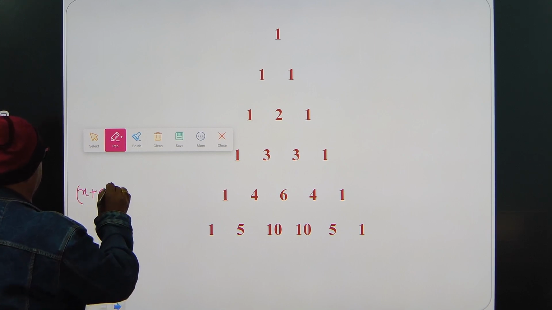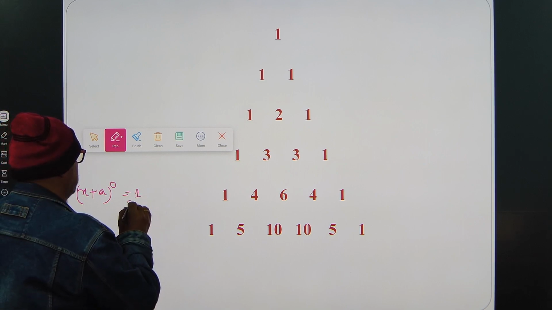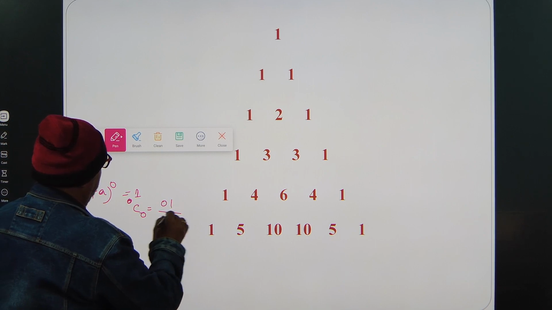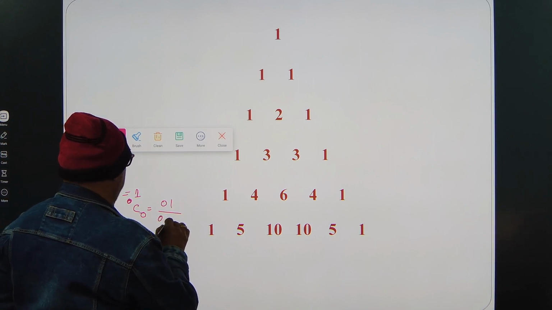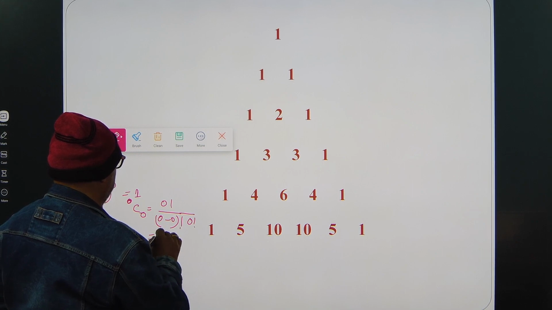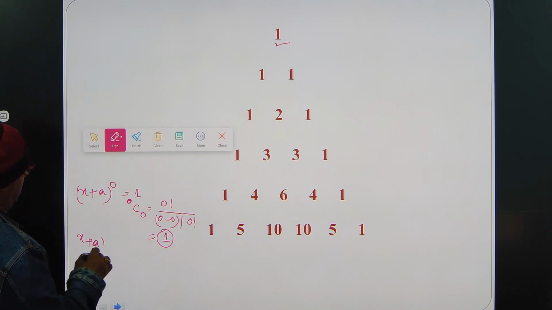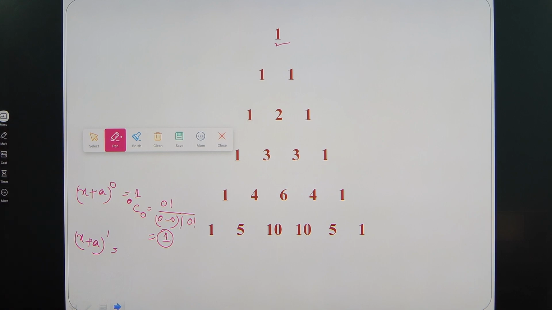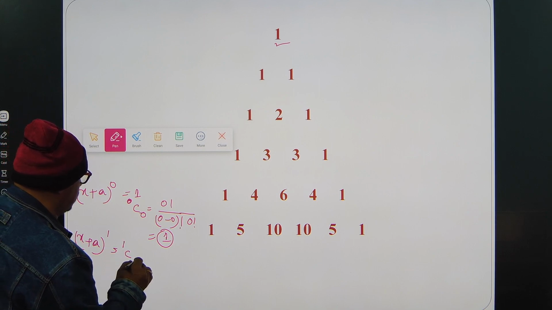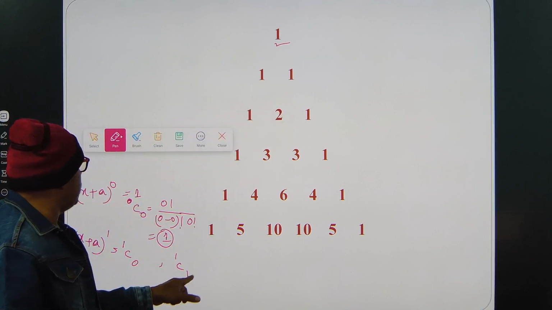X plus a to the power 0 equals to 1. This is 0c0. What is the value? 0 factorial divided by 0 minus 0 factorial into 0 factorial, that is equal to 1. So the value is 1 over here. In case of x plus a to the power 1, one coefficient is 1c0 and the other is 1c1. 1c0 value is 1, 1c1 value is 1.